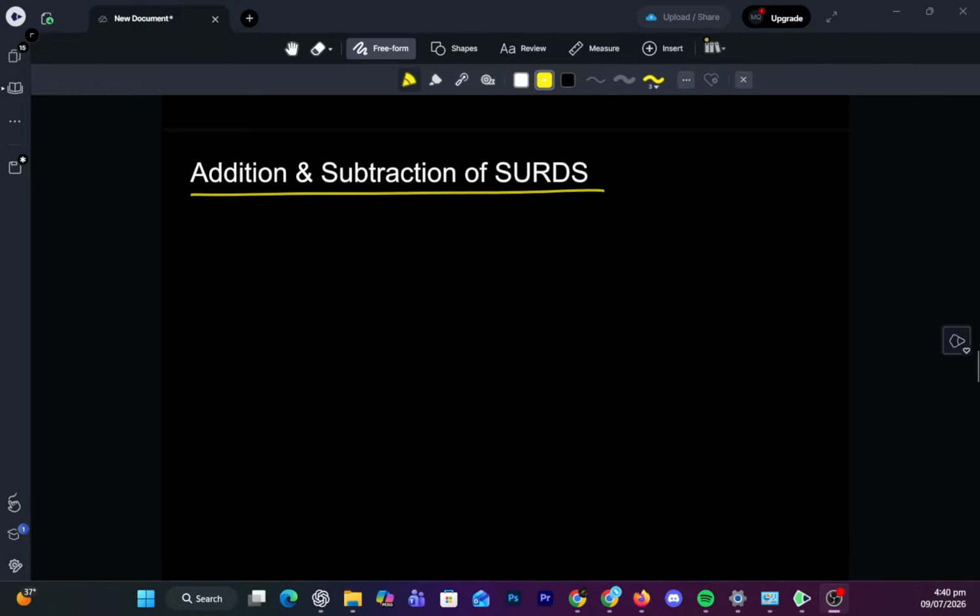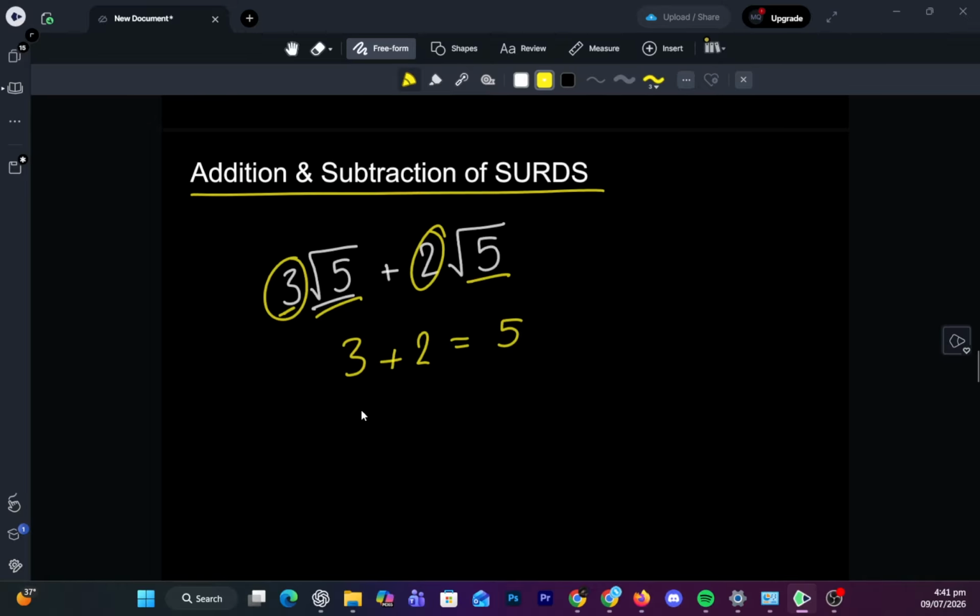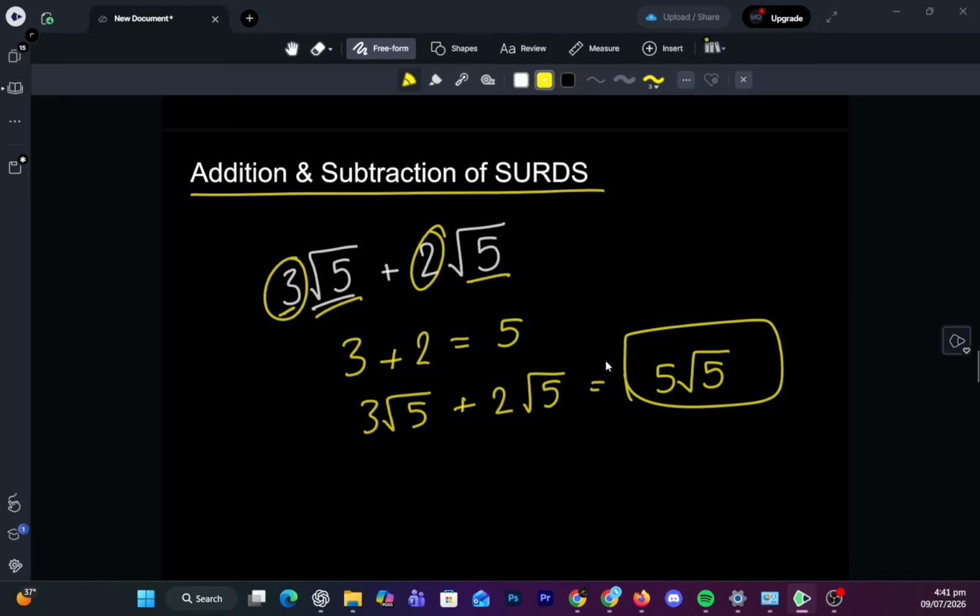Let's look at our first example. Both surds contain under root 5. Since they are like surds, we simply add the coefficients. Therefore, 3 under root 5 plus 2 under root 5 is equal to 5 under root 5. So this will be our final answer.